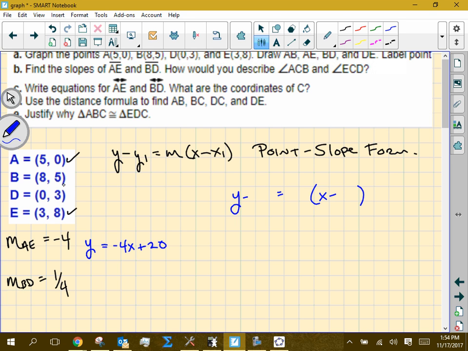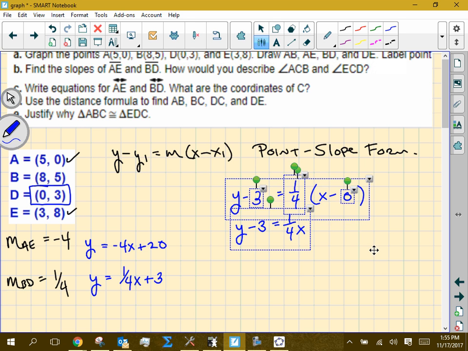Okay? So if I'm using BD, I like to use points that have zeros in them because it makes the algebra a little bit easier. So I'm going to use D. So y minus 3. My slope is 1/4, so it goes there. And then it's x minus 0. This is the reason I like to use zeros. What's x minus 0? X minus 0 is x. Right. Okay, so I get y minus 3 equals 1/4 times x, which is just 1/4 x, right? Now what do I do to solve for y? Add 3. So I get 1/4 x plus 3. That's the equation for BD. Okay? Is that doable for everybody?